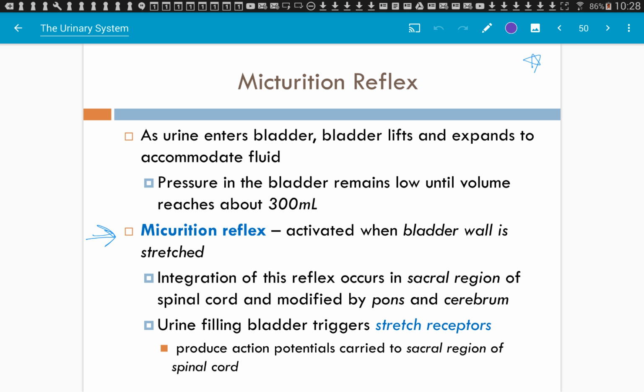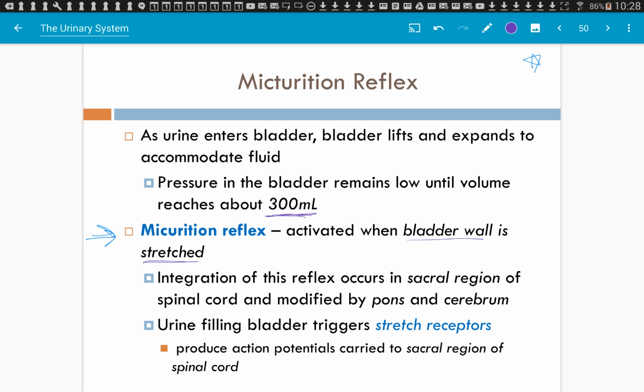Okay, so more on the actual micturition reflex. Urine is slowly, constantly being collected in your bladder. And after you reach about 300 milliliters of fluid, it triggers the micturition reflex. Until that point, you don't sense that there's any urine in your bladder. So this happens when the bladder wall begins to stretch. When it starts to stretch and accommodate more fluid, it triggers the micturition reflex.